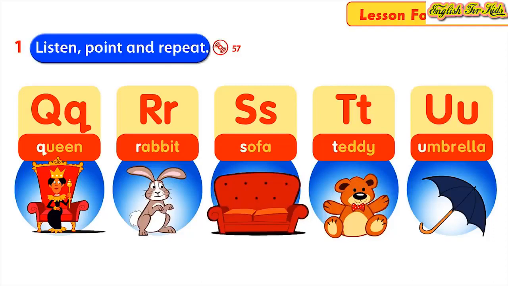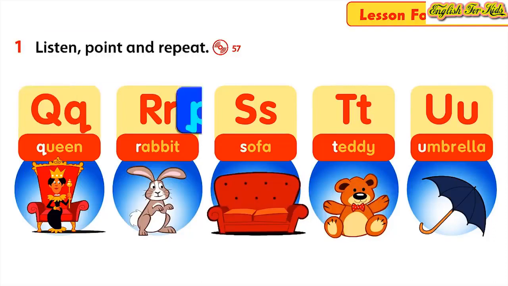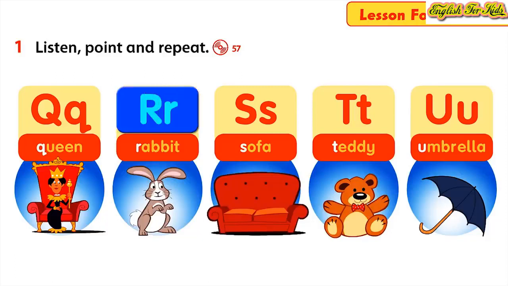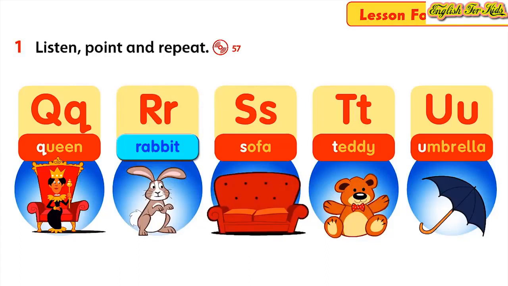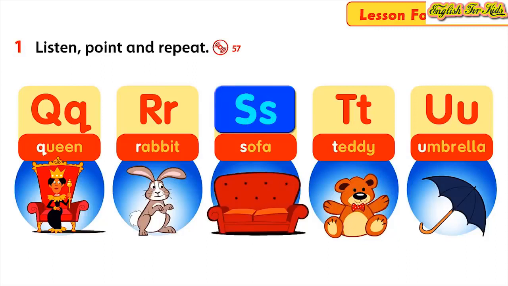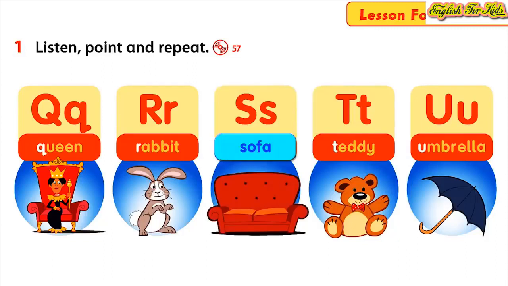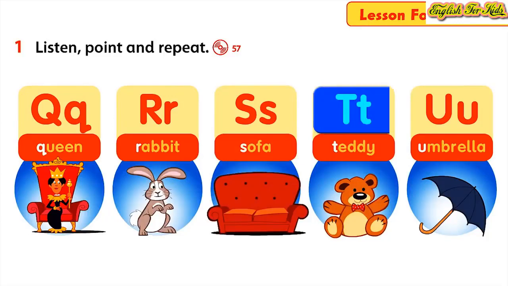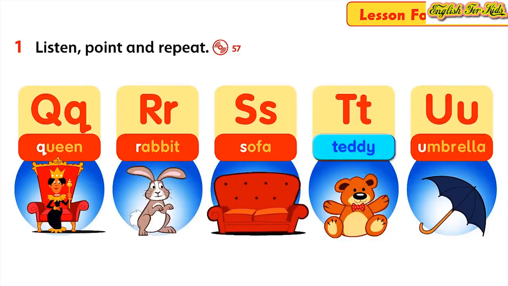Listen and repeat. Letter Q. Qu. Queen. Letter R. R. Rabbit. Letter S. S. Sofa. Letter T. T. Teddy. Letter U. Umbrella.